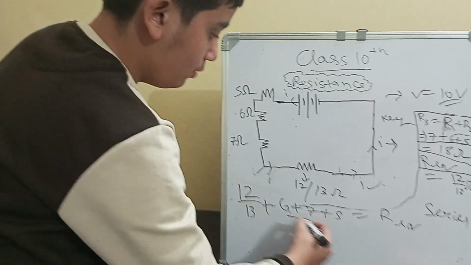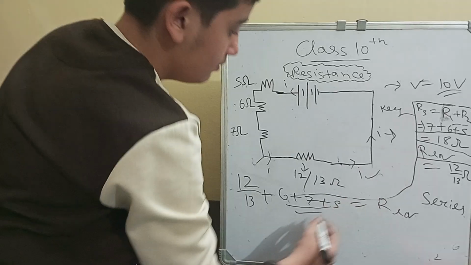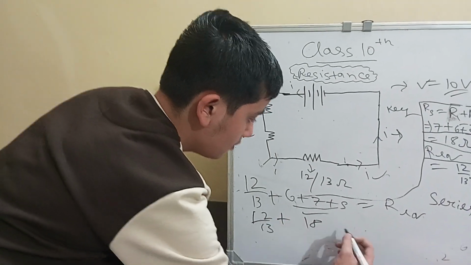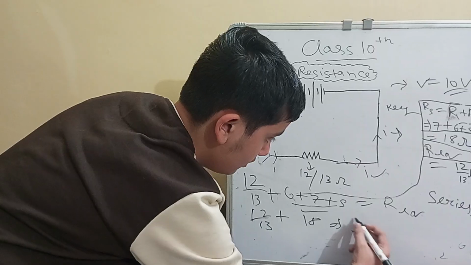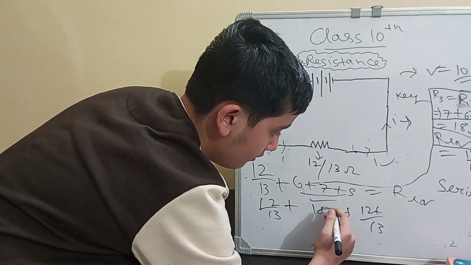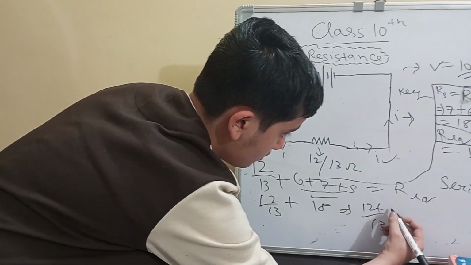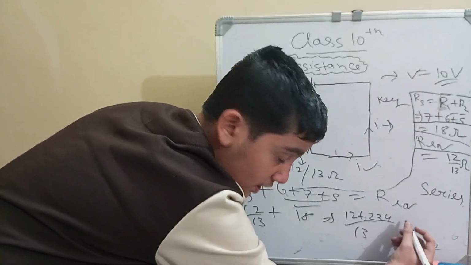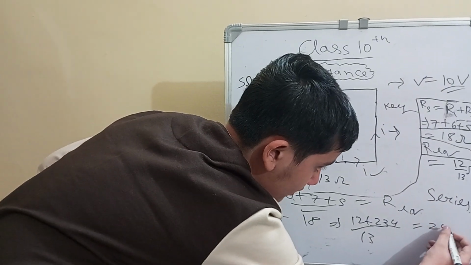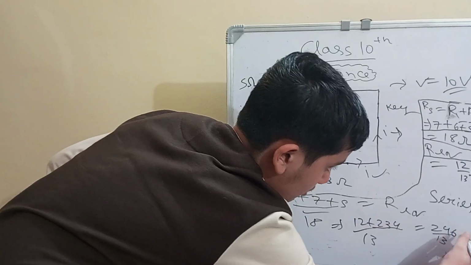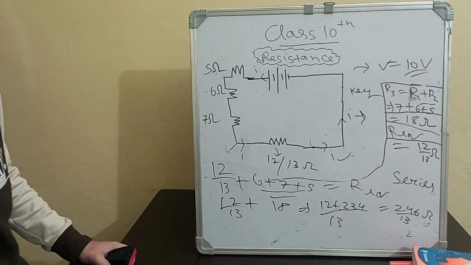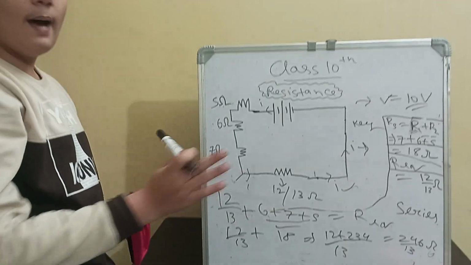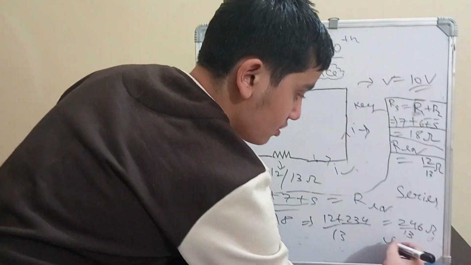Okay, now we know this value, 18 plus 12 upon 13. Take LCM 13: 18 times 13 is 234, plus 12, so 246 upon 13 ohms. Am I right? Check it. Yes, I am right. This is the resistance, and you will say that it is not an integer value. In board exams it can happen that the value might come in fractions or in decimals.